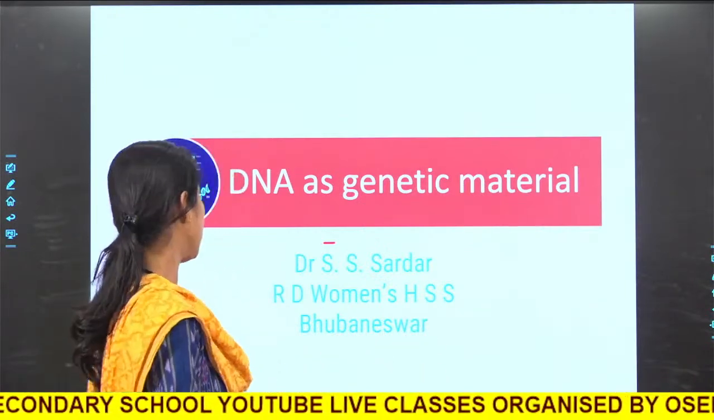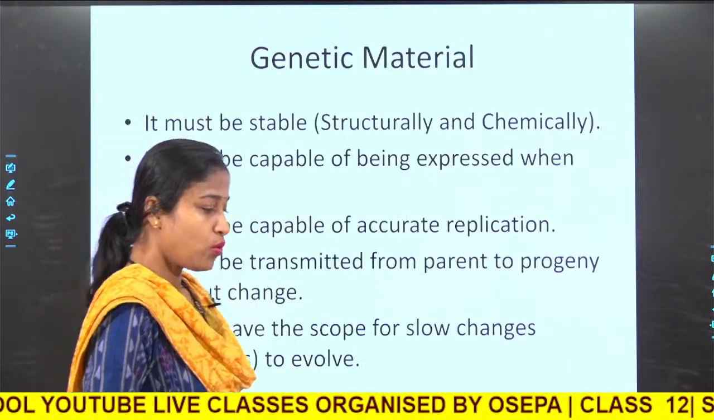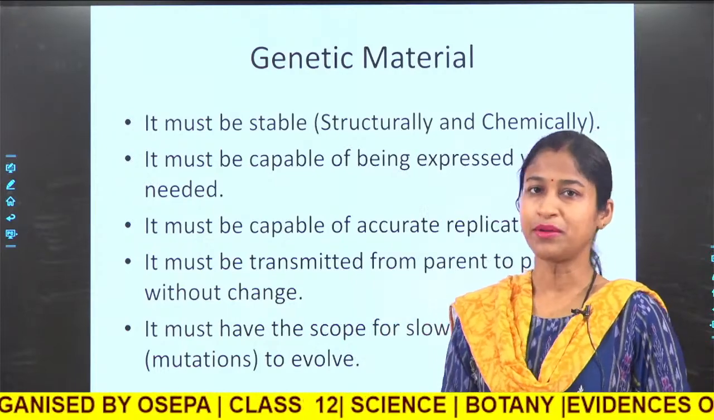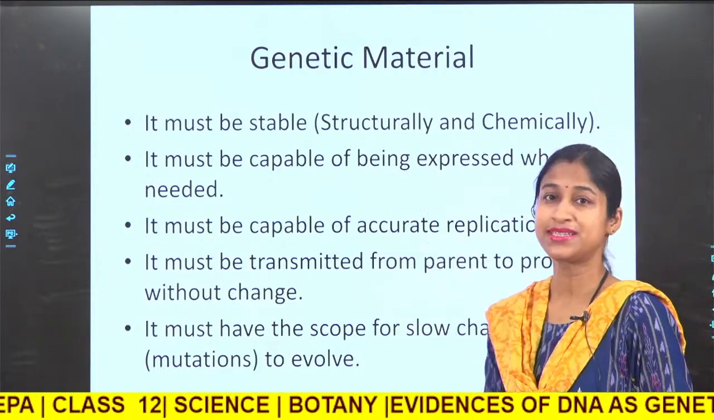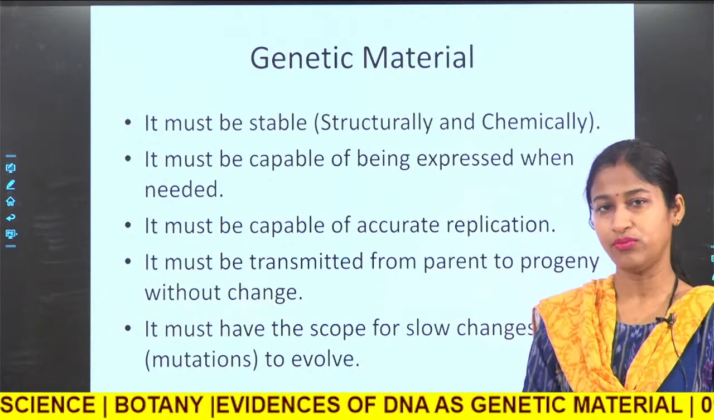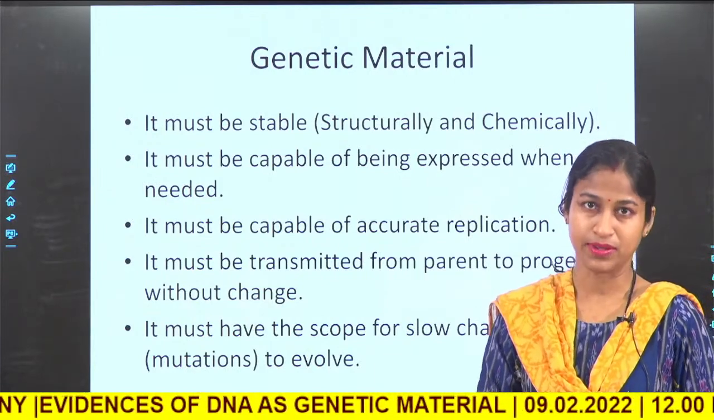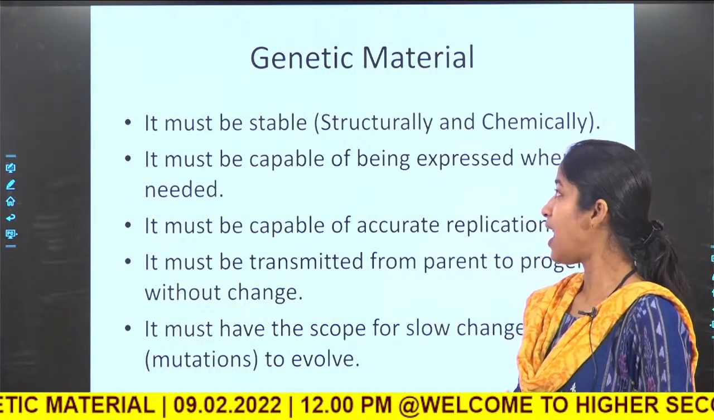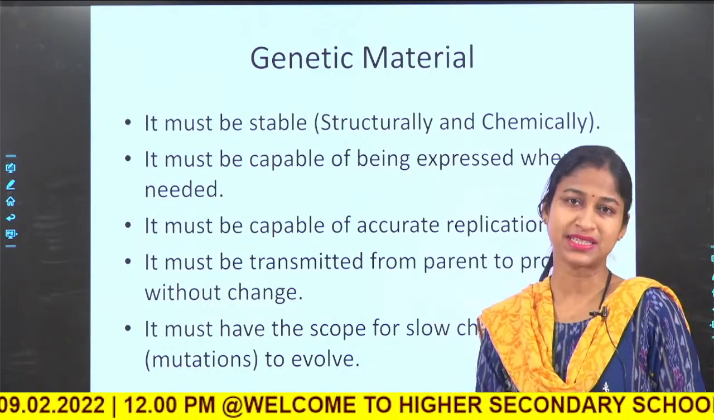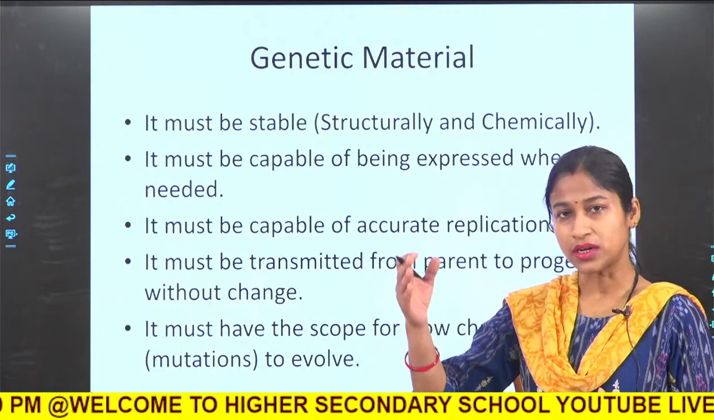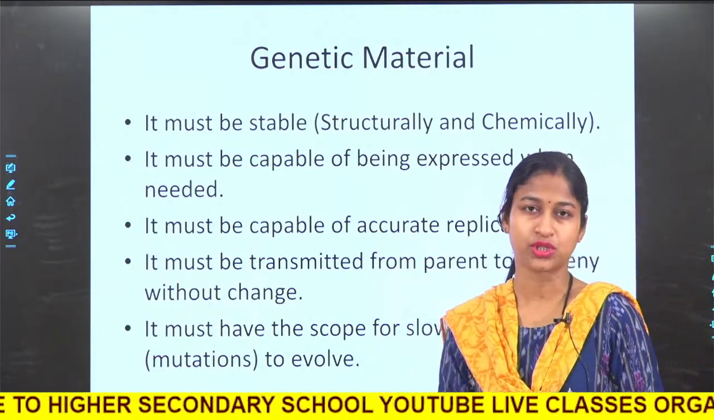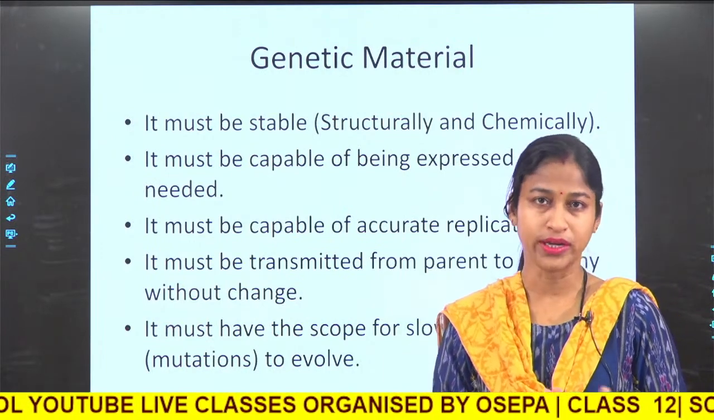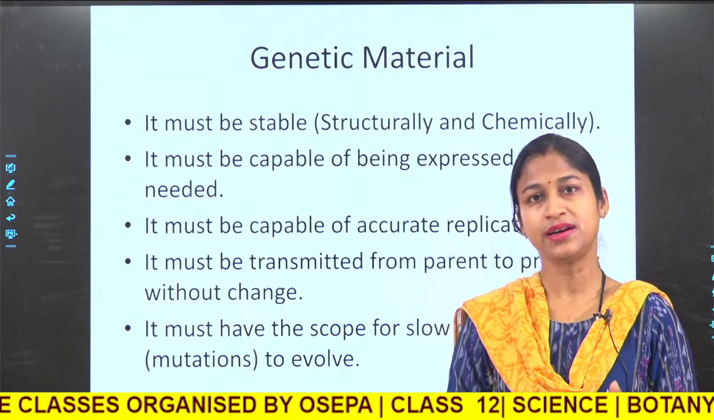So, let us start. What are the characteristic features of genetic material? The genetic materials must be stable, that means structurally and functionally they must be stable, they must be mutated at a very low rate and they must be capable of expressing themselves. These are certain features basing upon which we can prove which kind of biomolecules are the genetic material.